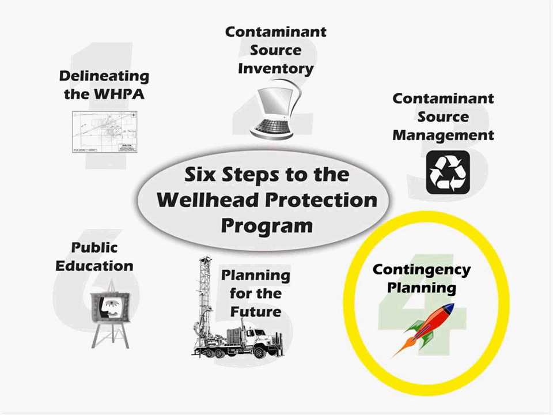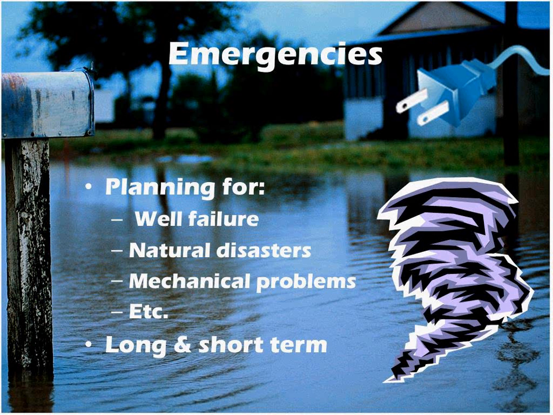The fourth step involves planning for emergencies. This involves making long-term and short-term plans for well failures due to natural disasters. So this might involve having a generator for your well if the electricity goes out, or having an agreement with a neighboring water system to truck water to your water system in the event of a natural disaster.